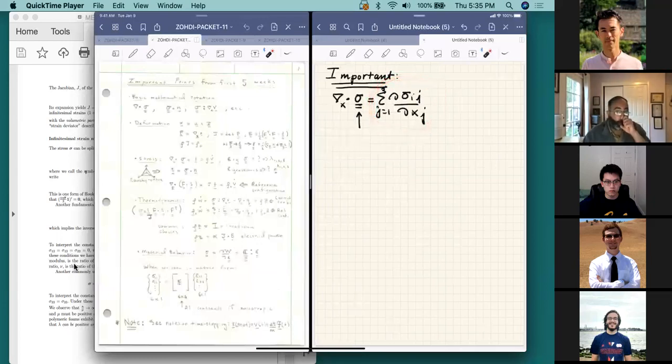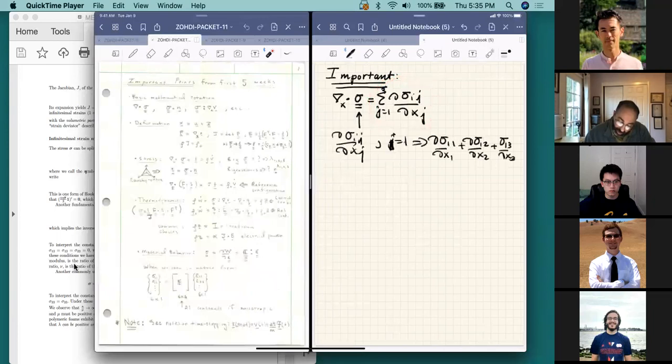Okay, now that's important because it requires us to do 3 actual calculations here. If we look at exactly what's going on, sigma ij, and we take the partial with respect to xj, and we pick, for example, i equals 1, what that means is this is the partial of sigma 1,1 with respect to x1 plus sigma 1,2 with respect to x2 plus sigma 1,3 with respect to x3, okay?